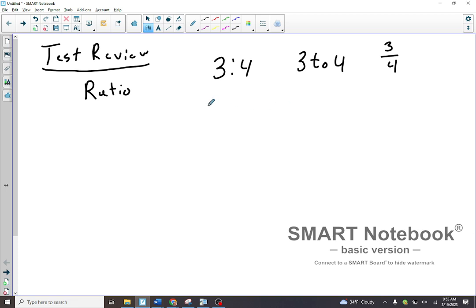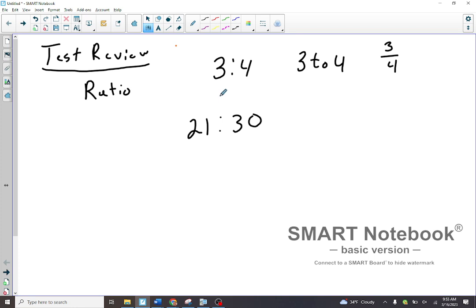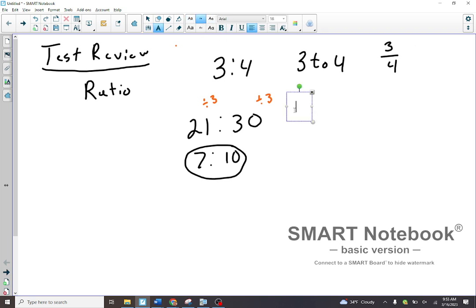There's two things I'm going to ask you for it. One is to simplify a ratio. So, for example, if I had 21 to 30, what you do is take out what's in common between the two numbers, just like a fraction. So I could take out a 3 out of both of these, which would make it 7 to 10. That would be your answer. So one thing you're going to do is simplify ratios. The second thing you've got to do is write a ratio based off a prompt.